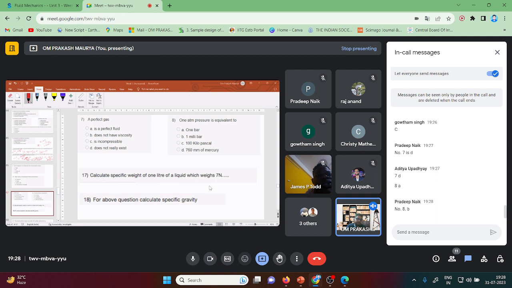Everyone needs to write the answer in the chat box. For question 8, option C, Matthew is telling the option C is okay. For question number 8, option C and A, B are not correct. The option number D is correct: 760 of mercury.